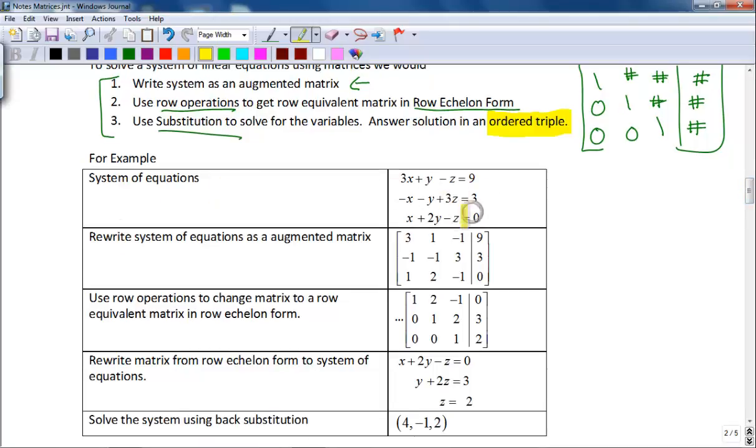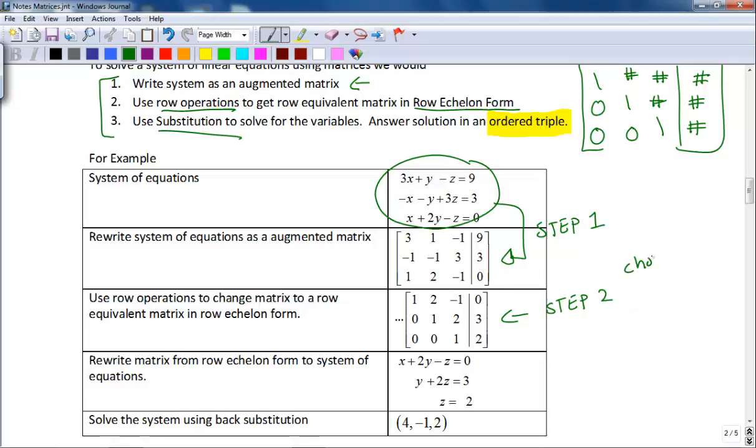So here's our system of equations. So step one told us what we're going to do is we're going to go from this system of equations to an augmented matrix. Step 2 says use row operations. So we're going to do all these row operations, right? And that's going to be where a lot of the work comes from. But we want to choose row operations that give us that main diagonal of 1 and zeros underneath.